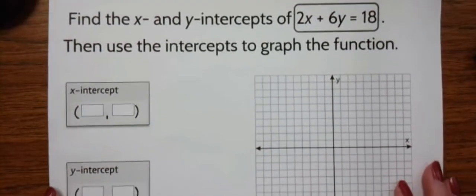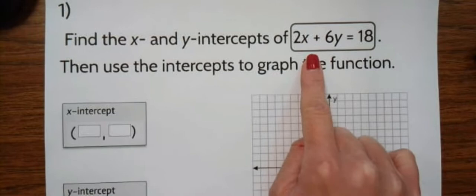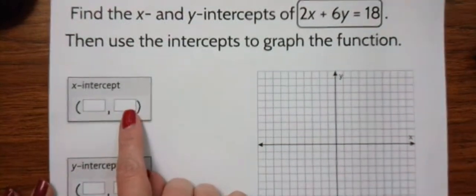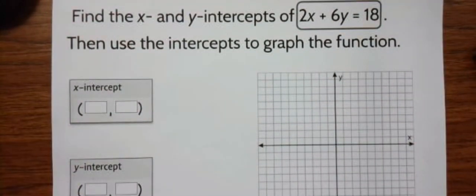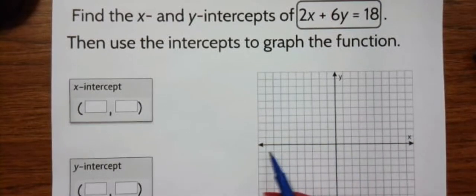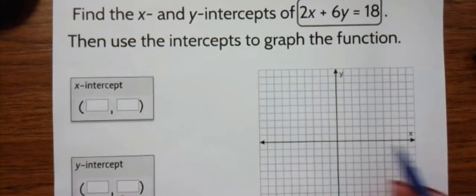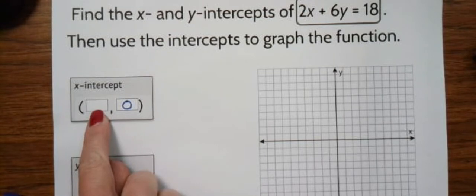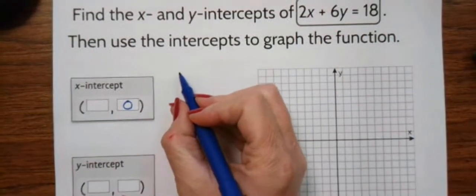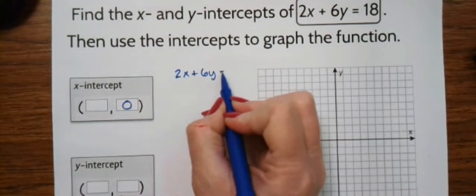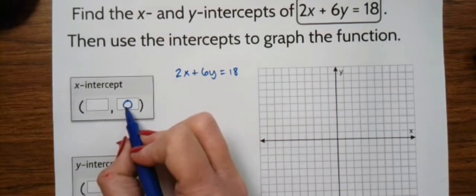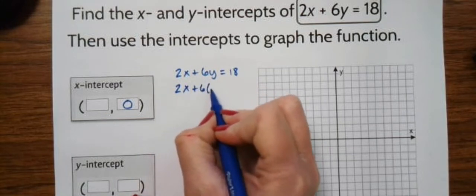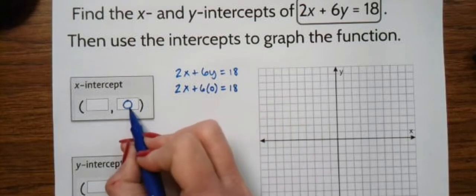So in your notes, I want you to copy down for number 1 the equation 2x plus 6y equals 18. It is in standard form. We're going to first figure out the x-intercept. The x-intercept is along the x-axis. And we know that any point along the x-axis, the y-coordinate is always 0. The x-coordinate will tell us the location of the point along the x-axis. So we're going to take our equation, 2x plus 6y equals 18, and we're going to plug in 0 for y. I'm replacing the y with a 0.